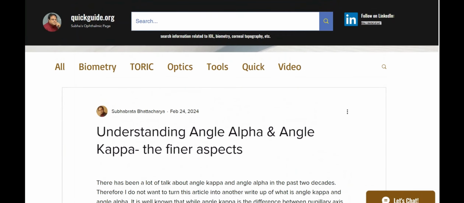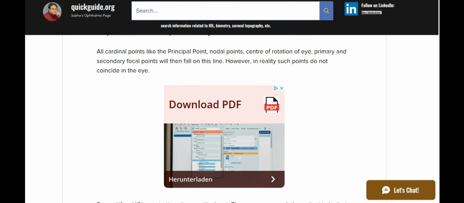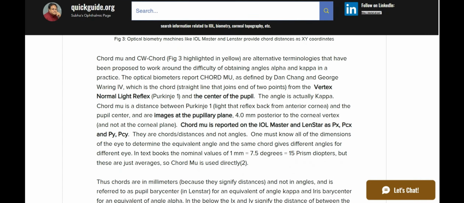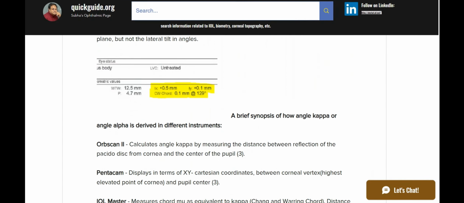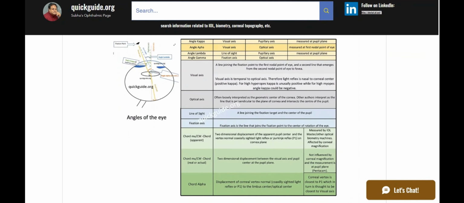Friends, today I'm going to talk to you about angle alpha and angle kappa, which are sometimes confused, and I have given the explanation under the optics section, where you will find this article. I will draw your attention to a chart that I created as a ready reckoner for you to understand angle alpha and angle kappa quickly.